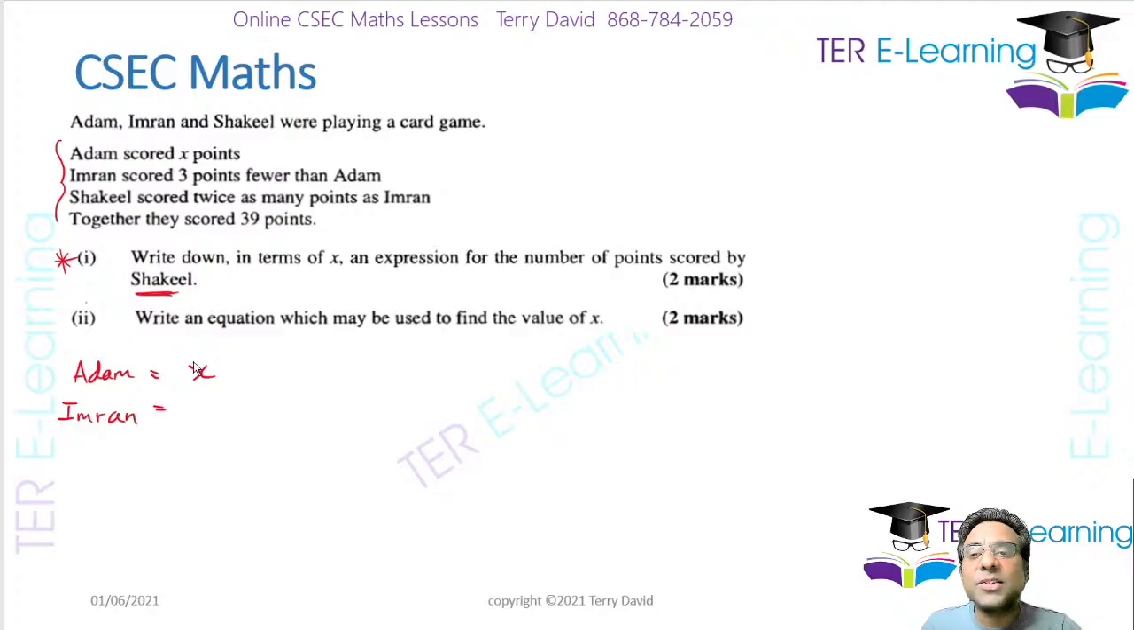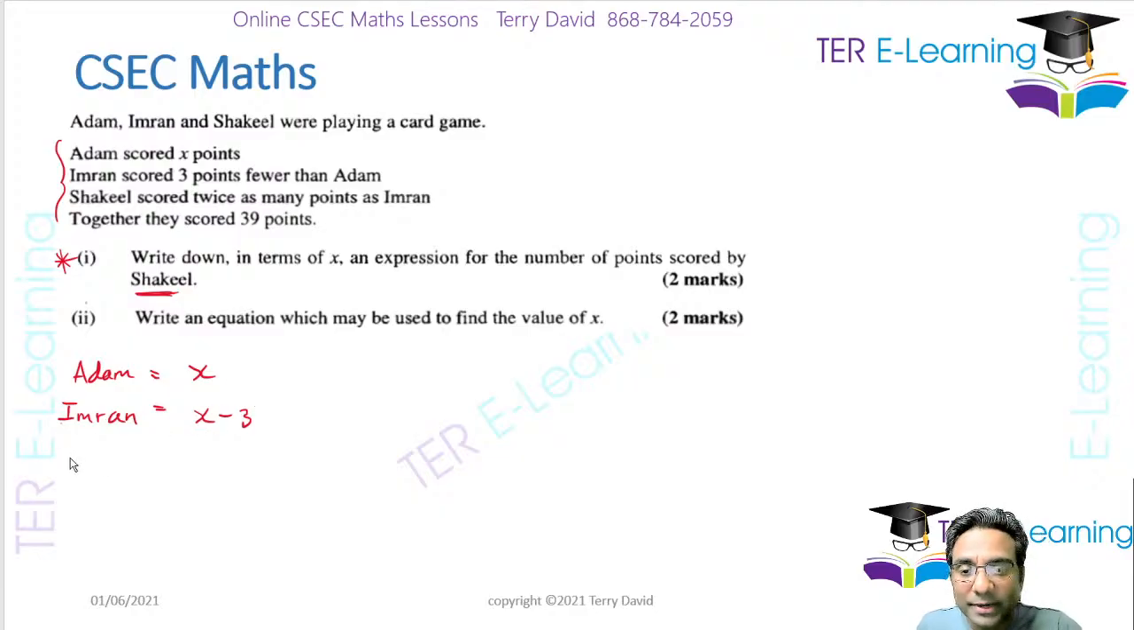So if Imran scored 3 points fewer than Adam, that means Imran scored less than Adam, right? So this should be x minus 3. It shouldn't be 3 minus x. Let's say Adam scored 10, and Imran scored 3 points fewer, then Imran would have scored 10 minus 3, which is 7. So you take Adam's score and subtract 3 from it.